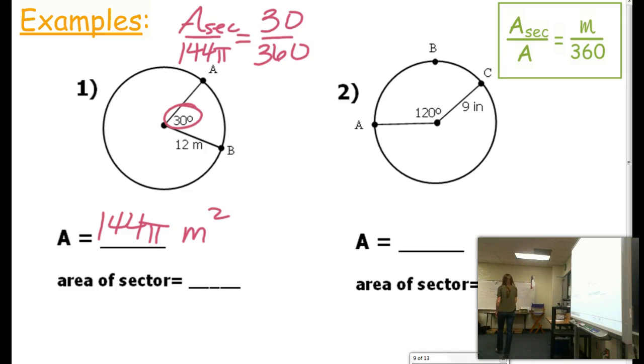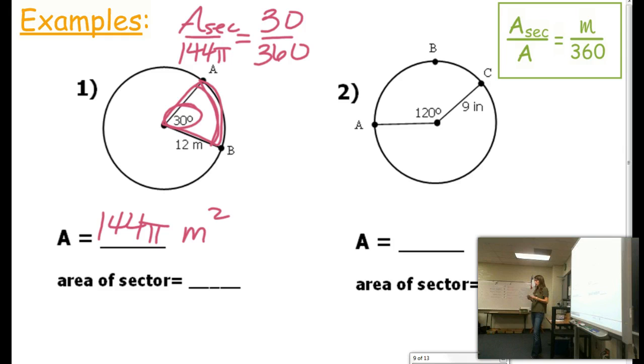Is your answer going to have pi in it? Yes or no? Always ask yourself, does my answer involve a curve? Yes. Does an area of a sector involve a curve? Yes, it does. So your answer is going to have the pi symbol.